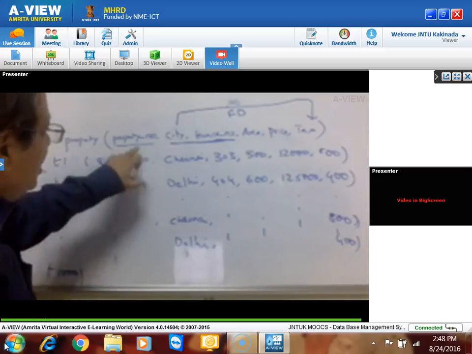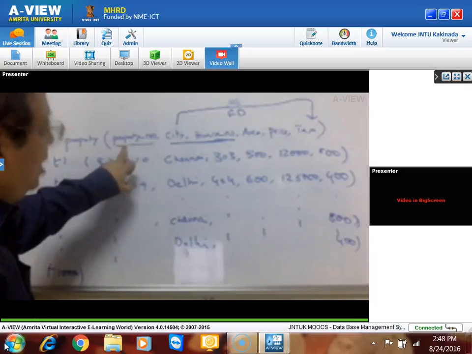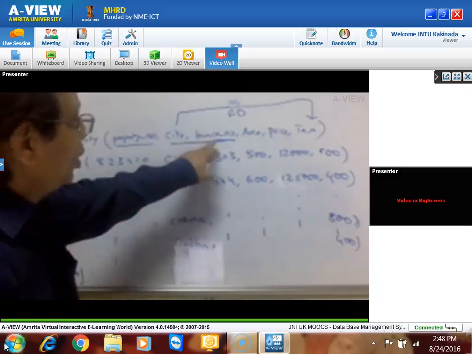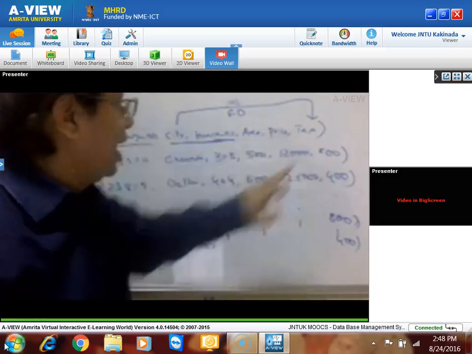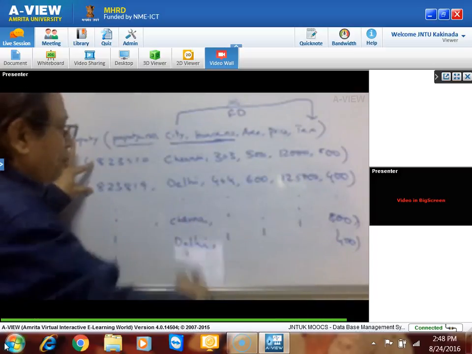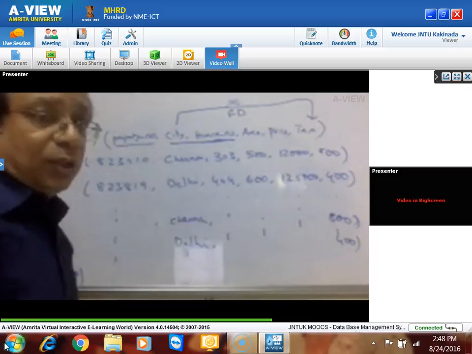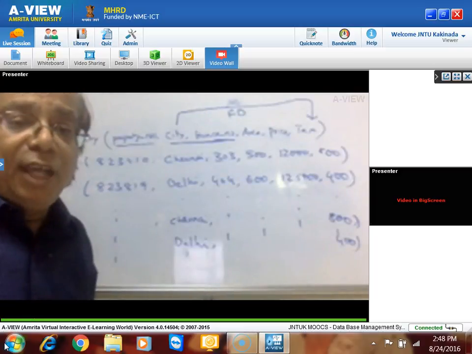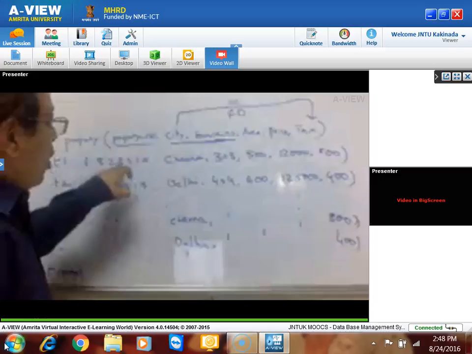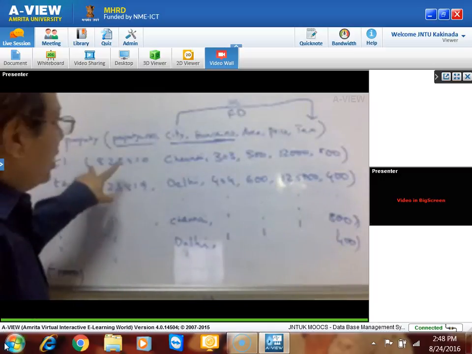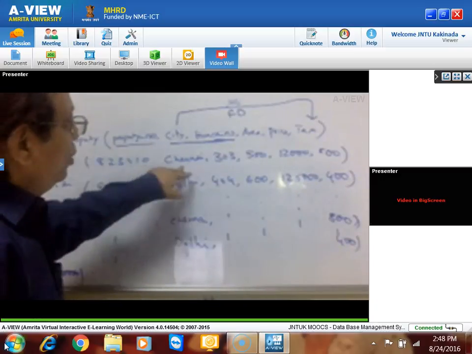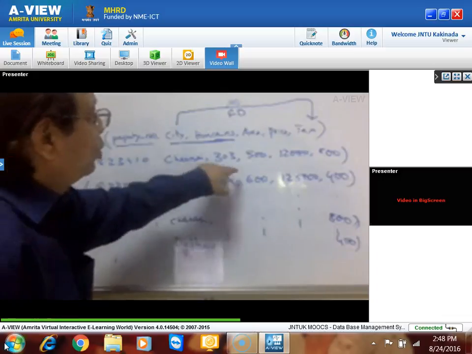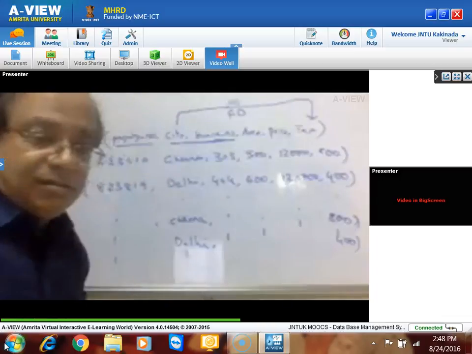Similarly, if they agree on 82340, since there is a functional dependency from property number to city, house number, area, price, and tax, once they agree on this number, all other attributes they should also agree upon. You can't have any values other than what this has, once there is a functional dependency from property number to city, house number, area, price.